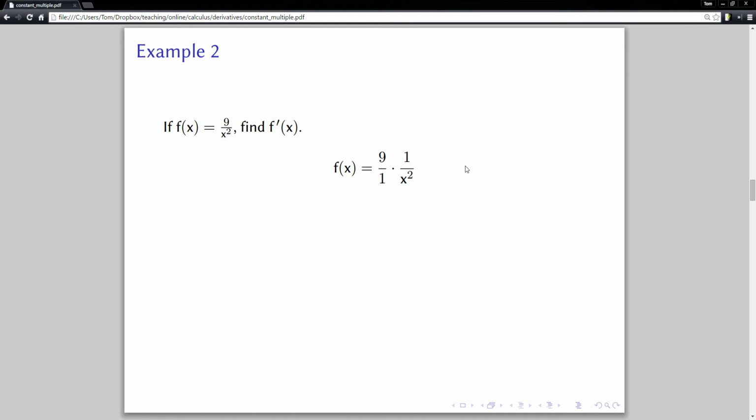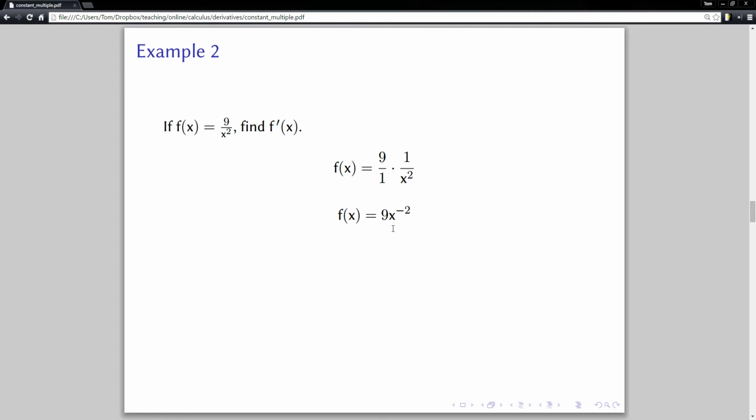Okay, and now that I have that fraction out in front, I'm going to do two things. Here, 9 divided by 1, I don't really need to write that exactly as a fraction. That's just equal to 9. And then 1 divided by x squared, that's going to be x to the negative 2 power. Okay, so what I have is a constant, a number, times a power function.